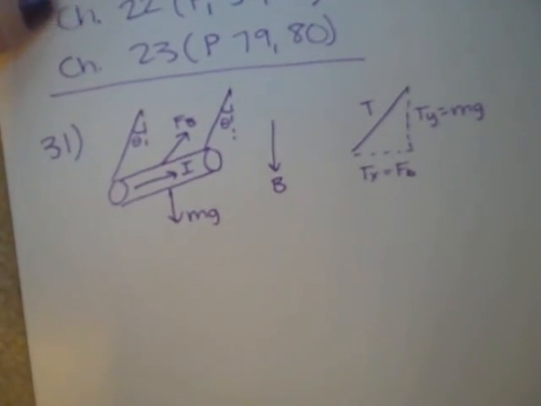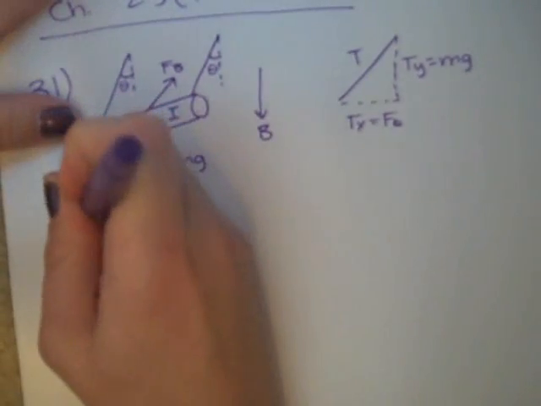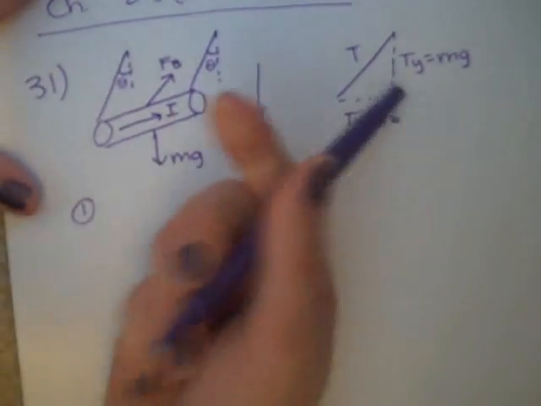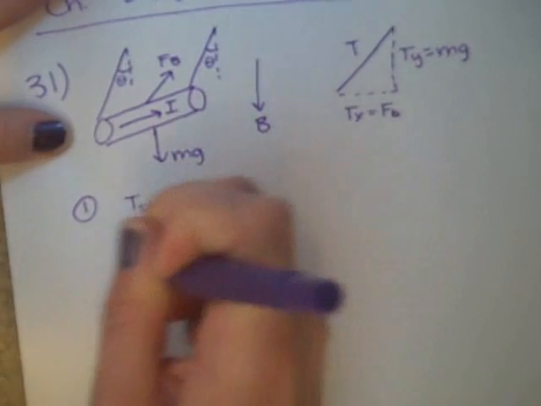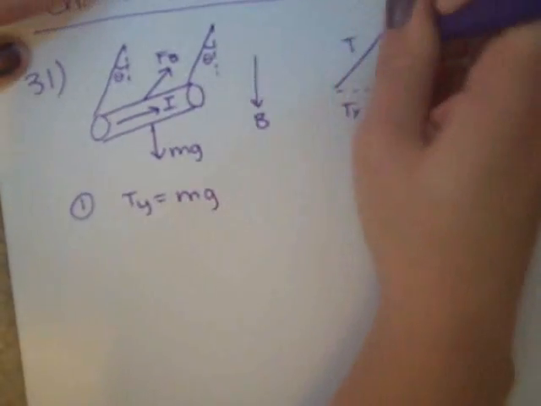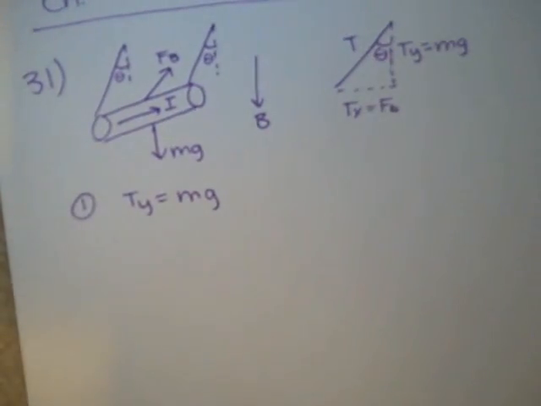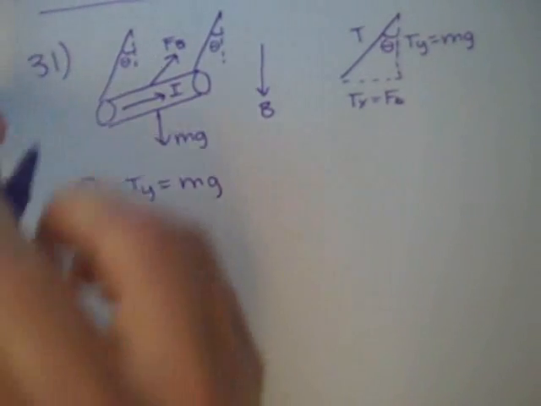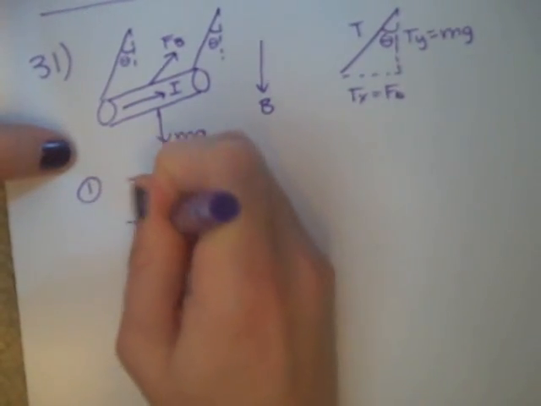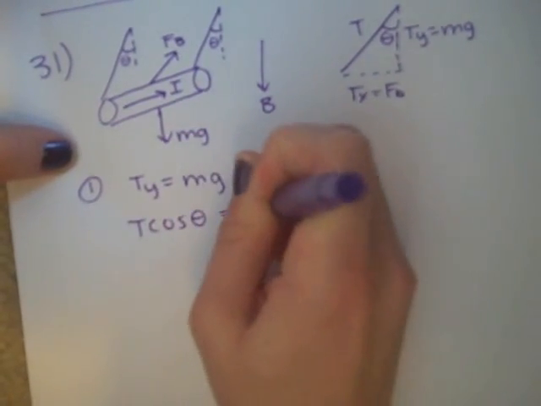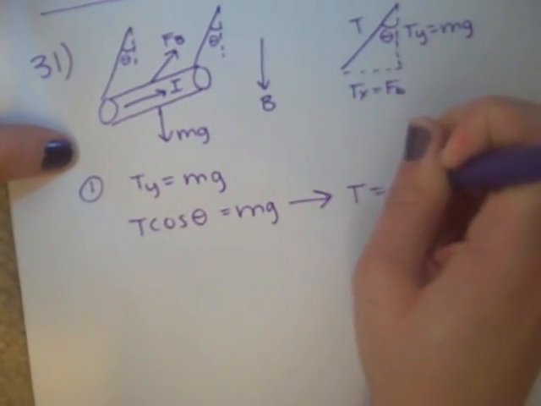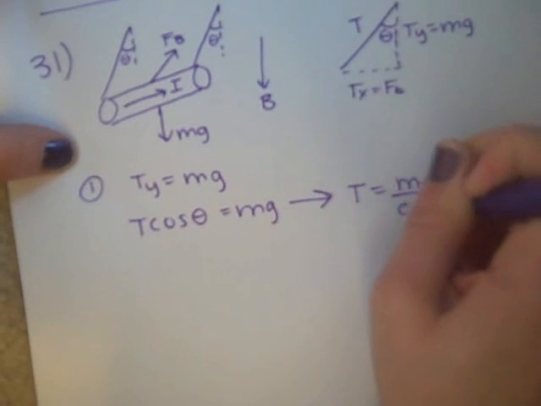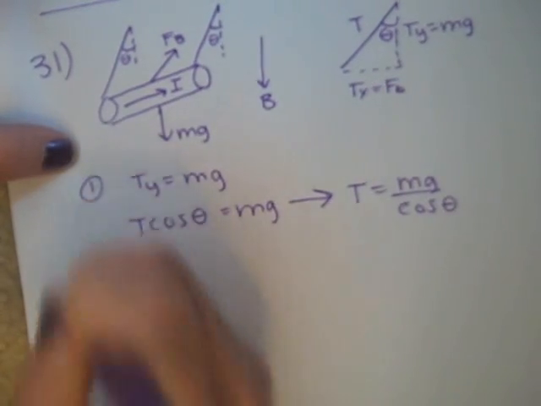So in order to find the angle, the first step is to use this Y side and say tension in the Y is equal to M times G. Knowing that this angle right here is theta, you can say that T times the cosine of theta is equal to M times G. Therefore, tension is equal to mg divided by the cosine of theta.